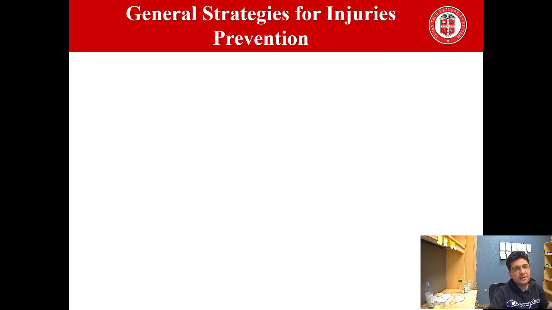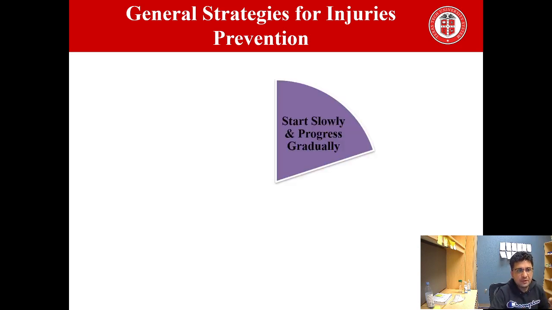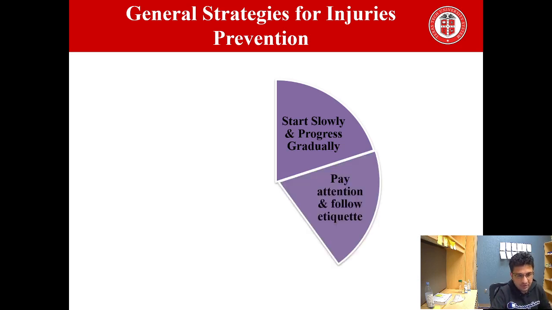Now, in the next 5 to 7 minutes, I want to talk about some of the general strategies for injury prevention. We have talked about how we need to progress in order to achieve specific goals, but the other important thing is that the progress has to be performed slowly, because any sort of fast progress, or if you want to achieve results quickly, will have a negative impact because of overtraining or potential injuries.